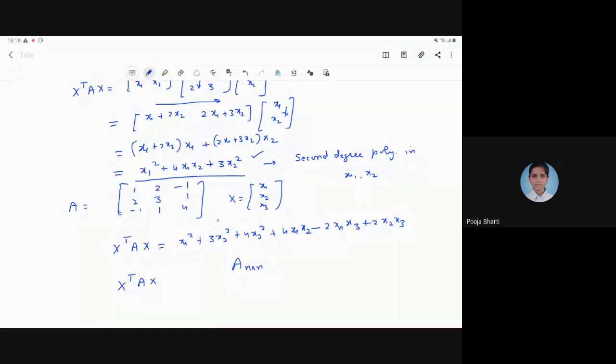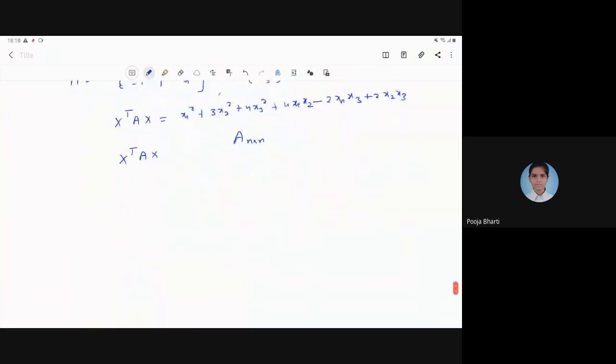Now, what is the connection of this quadratic form with the things that we have discussed earlier? That is beautiful. Let me tell you. See this carefully. Suppose you are given a quadratic form x transpose Ax, and A is a real symmetric matrix. In a quadratic form, I can choose a symmetric matrix. Let's say it is given to you. It is a real symmetric matrix, and the quadratic form is x transpose Ax.